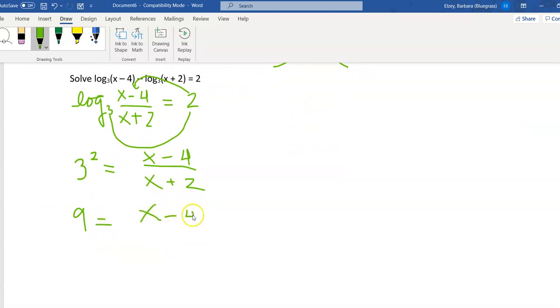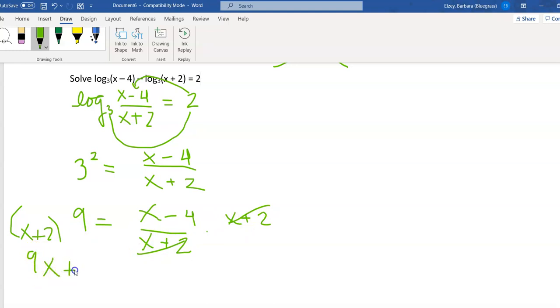And now we have a normal equation. It's been a while since we've solved equations that involved fractions, but we did do that during the first week of class. And let's remember, to solve an equation involving a fraction, we multiply by the denominator to get rid of it. So let's multiply this side by x plus 2, and then let's multiply over here by x plus 2. On this side, our x plus 2's will cancel. Over here, though, let's distribute the 9. We'll have 9x plus 18. And over here, we just have the x minus 4 left.